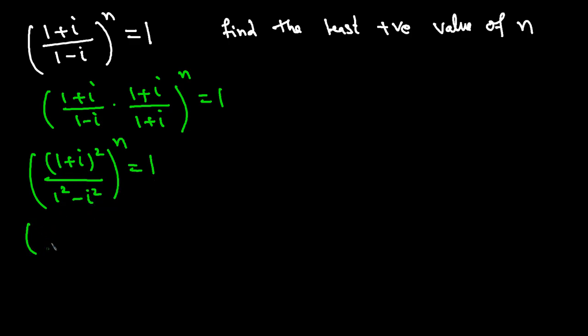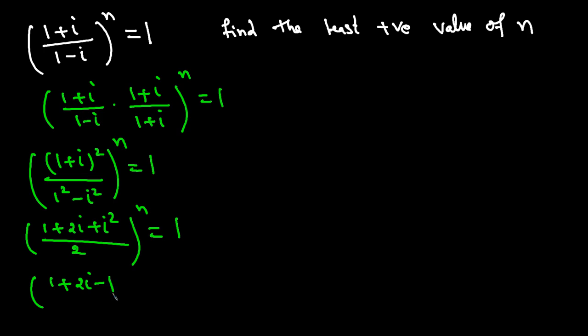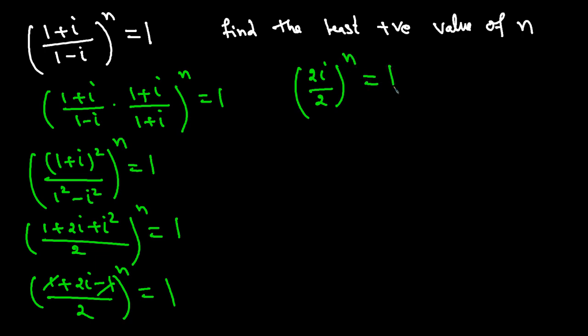So top gives me 1 plus 2 iota plus iota square over 1 plus 1 is 2, raised to power n is equal to 1, and iota square is negative 1, so 1 plus 2 iota minus 1 over 2 raised to power n is equal to 1. That means this 1 will cancel this 1 out. We're left with 2 iota over 2 raised to power n is equal to 1. 2 will cancel out 2, so left with iota raised to power n is equal to 1.